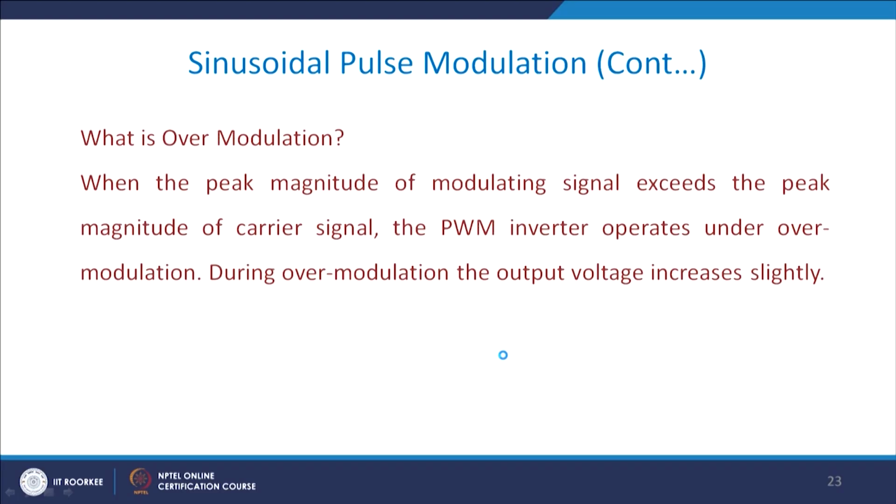Nowadays, we have very fast processors that can generate digital pulses at a very high switching frequency, but a constraint is also imposed by the switches. So, what is over modulation? When the peak magnitude of the modulating signal exceeds the peak magnitude of the carrier signal, the PWM inverter operates under over modulation. During over modulation, the output voltage increases slightly, but you will generate more and more harmonics.